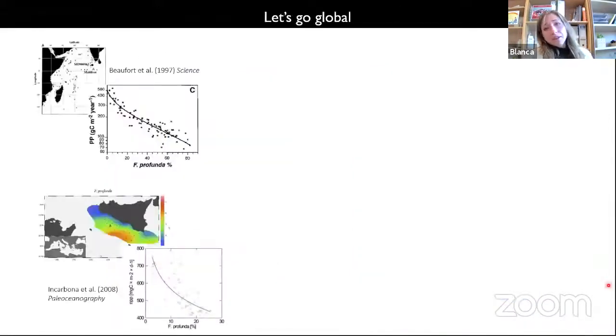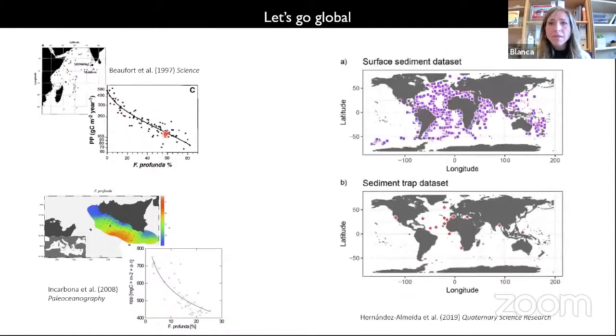This conceptual model, in which Florisphaera profunda only blooms whenever the nutricline is deeper and there is a lower net primary productivity, was applied on surface sediment sample data sets to reconstruct downcore primary productivity, at least here in the low latitude Indian Ocean, by a pioneering work by Luc Beaufort in 1997, and afterwards by other authors. These studies were followed by others in different basins, all obtaining quite different calibration equations.